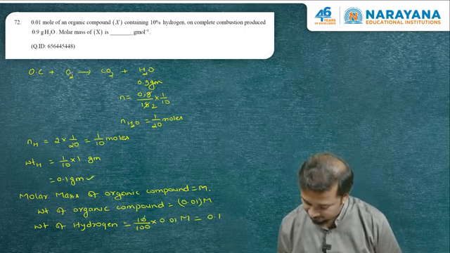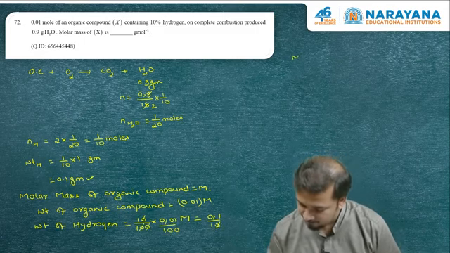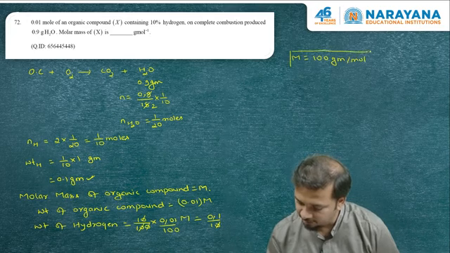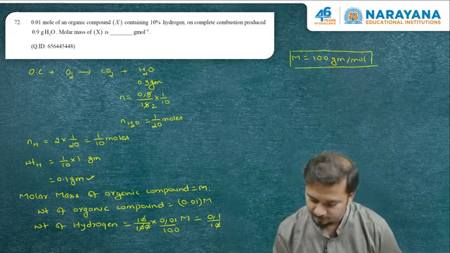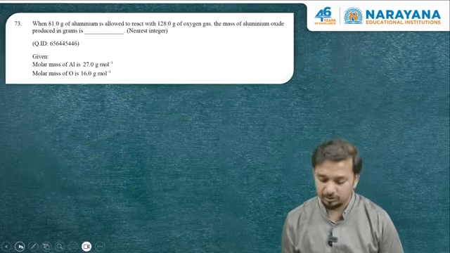So, if we simplify this, we will get M equal to 100 gram per mole. So, answer for this question is 100. Clear? Okay. Moving to next question.